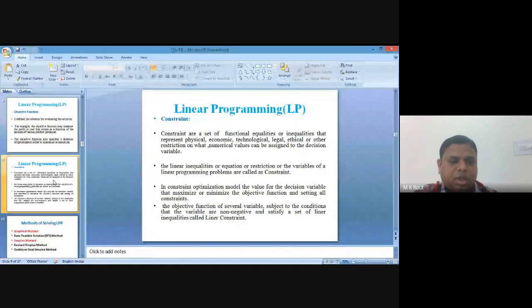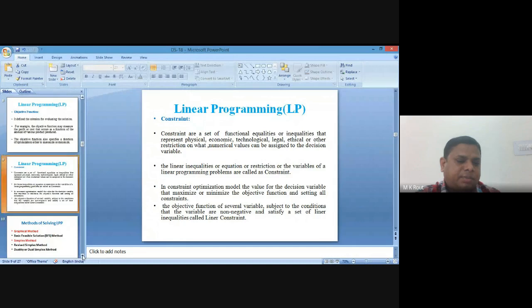In case of linear inequalities or equations or restrictions on the variables of a linear programming problem, they are called constraints. In a constrained optimization model, the value of the decision variables maximizes or minimizes the objective function while satisfying all constraints. So in linear programming, you must concentrate on the different constraints. The constraints are inequalities or equalities, and they should directly convert the optimization model into values of decision variables. Last point, the objective function for several variables is subject to the condition that the variables are non-negative and satisfy a set of linear inequalities called linear constraints.